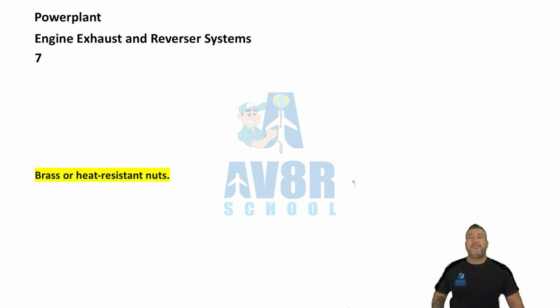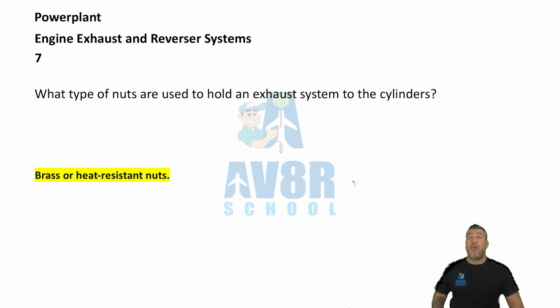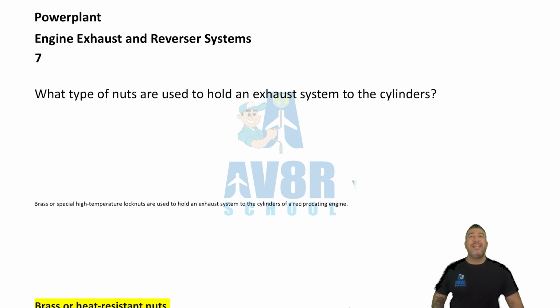Number 7, brass or heat-resistant nuts. So what type of nuts are used to hold an exhaust system to the cylinders? They should be brass or heat-resistant nuts.